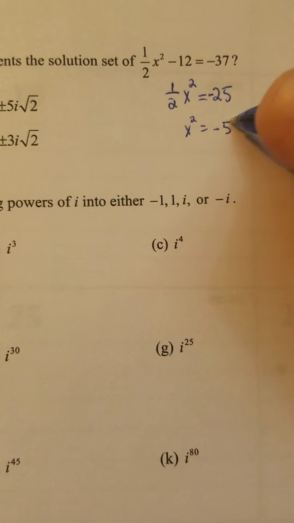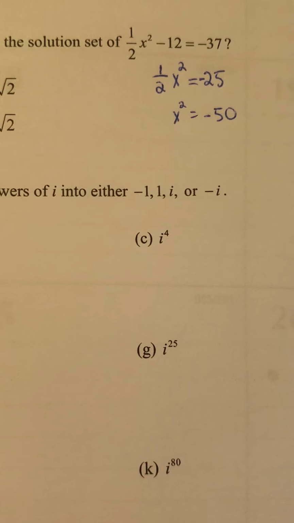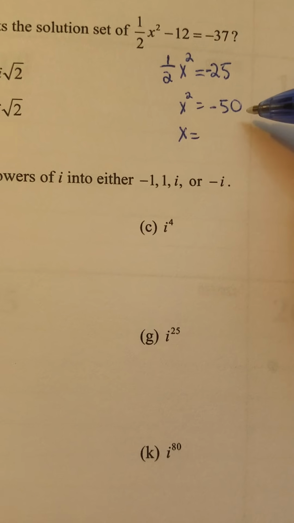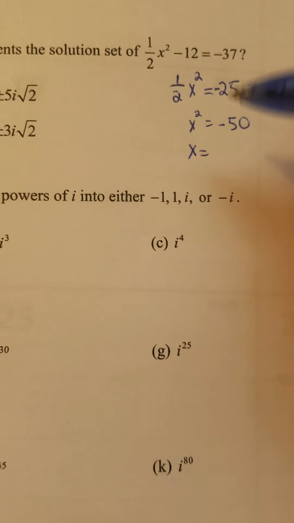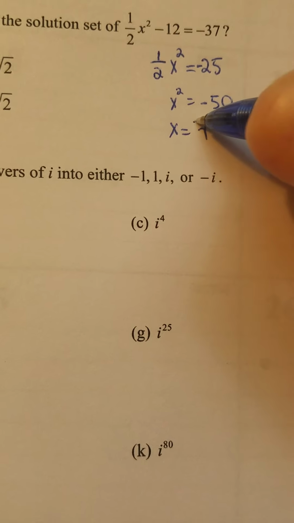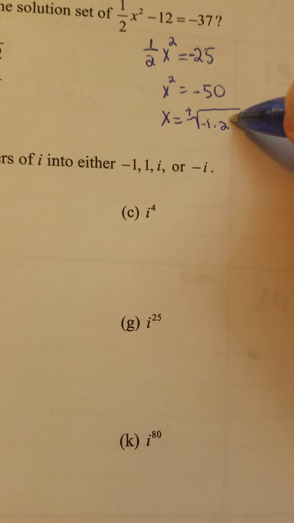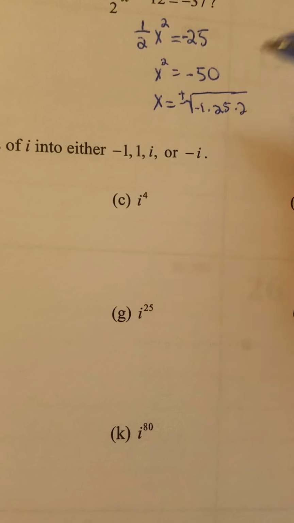negative 50, that is. And then I'm going to square root both sides. Now, square root of negative 50. Negative 50 is going to break down to negative 1 times 25 times 2.